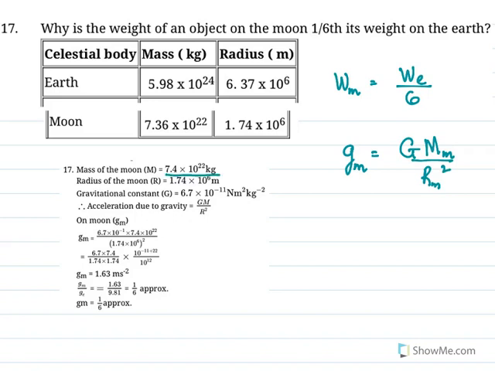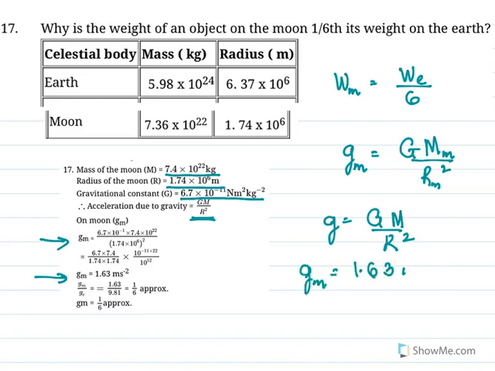So here the mass of the moon is given, here is the radius of the moon, and the gravitational constant is this. This is the formula for g. I repeat again, g equals G m over r squared. You put your values and you get g on the moon as 1.63 m/s². And we know the g on the earth is 9.8 meters per second squared.